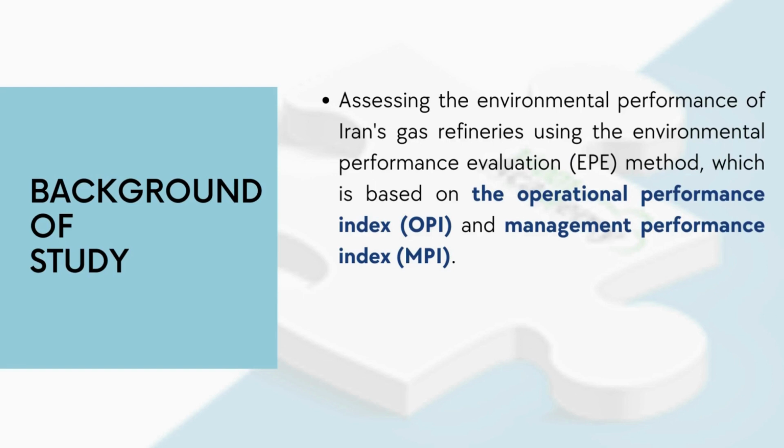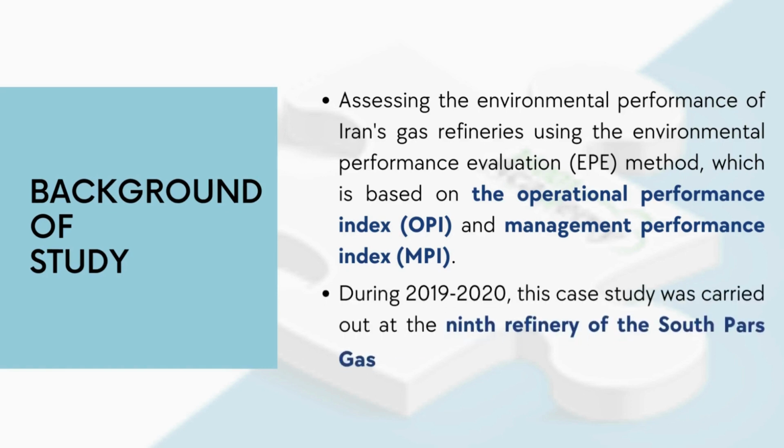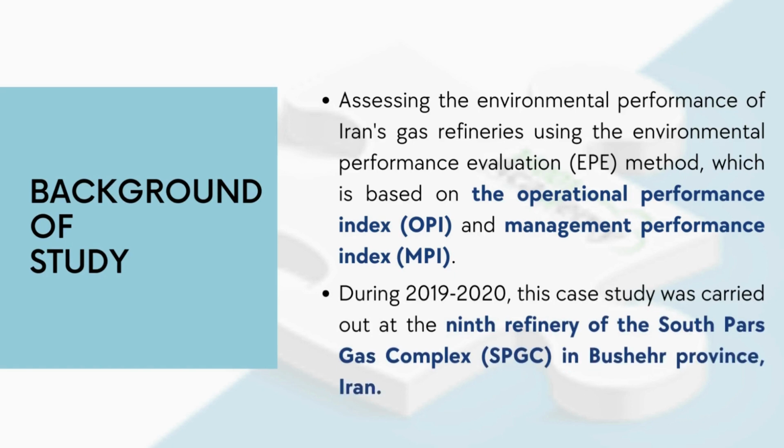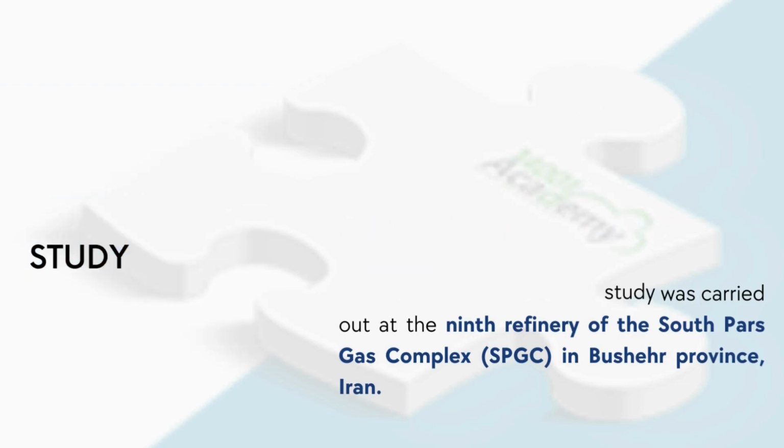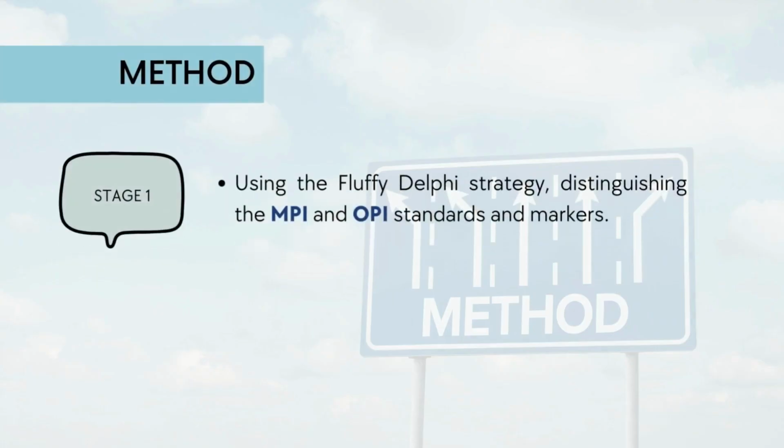method, which is based on the Operational Performance Index (OPI) and Management Performance Index (MPI). This case study was carried out at the 9th refinery of the South Pars Gas Complex (SPGC) in Bushehr Province, Iran, from 2019 until 2020. There are 2 stages of the method used in this study.